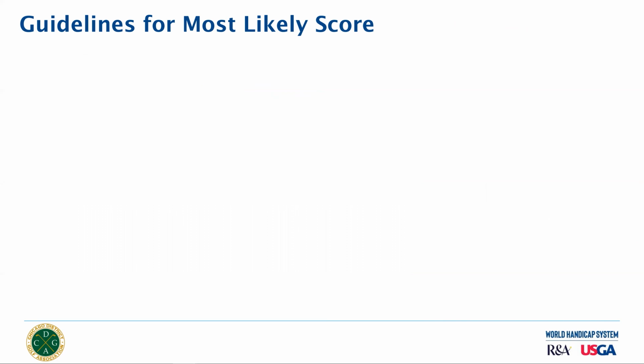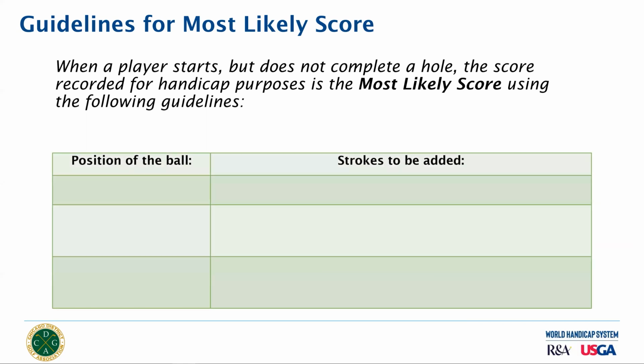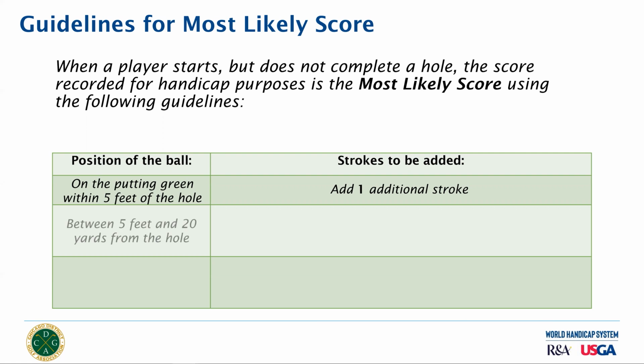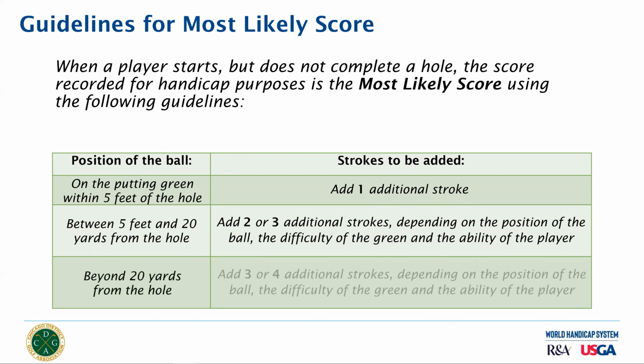The guidelines for the most likely score. This is no different than we've had in the past here in the United States, so this is more review. When a player starts but does not complete a hole, the score recorded for handicap purposes is the most likely score, using the following guidelines. If the position of the ball is on the putting green within 5 feet of the hole, add 1 additional stroke. Between 5 feet and 20 yards from the hole, add 2 to 3 additional strokes, depending on the position of the ball, difficulty of the green, and the ability of the player. And beyond 20 yards from the hole, add 3 or 4 additional strokes.